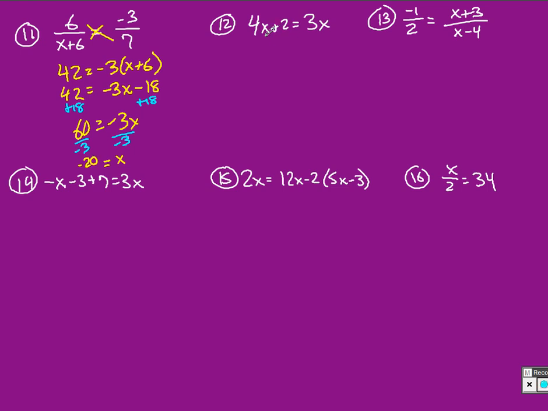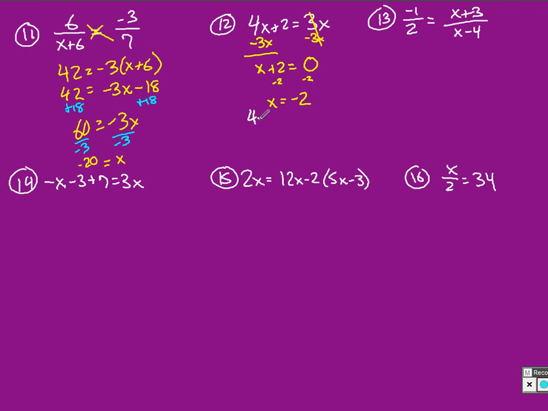12, I have x's on both sides, but I only have numbers on one side. So you might think, okay, I subtract 3x from both sides. That would be fine if you did that. Actually, let me show if you did that, you'd have x plus 2 equals, that cancels out, so it'd be 0. So I'd have to subtract 2 from both sides to get x equals negative 2.